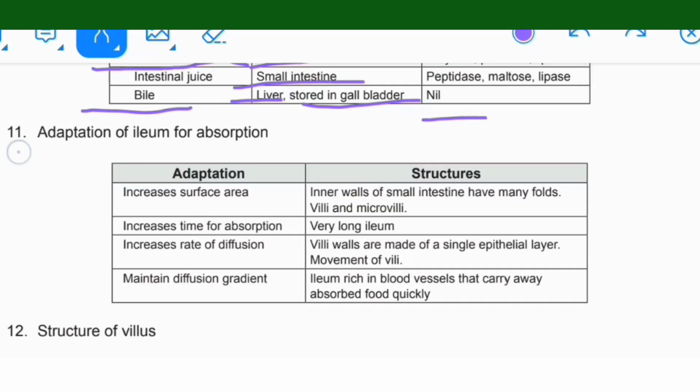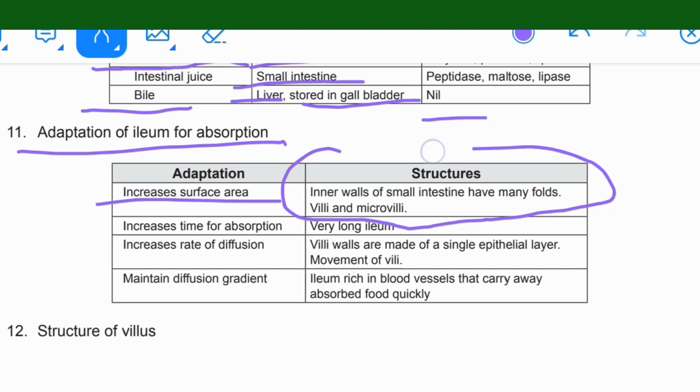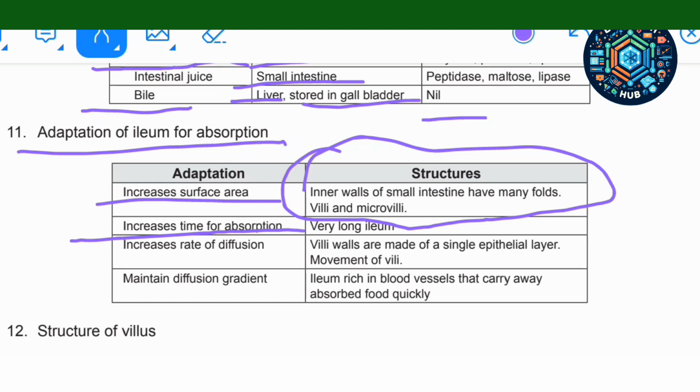Then the next one is adaptation of ileum for absorption. So ileum is the last part of the small intestine, and it has one or two adaptations that help it in absorption. So it has an increased surface area, as you can see here. The inner walls of the small intestine have many folds, and these folds are called villi or microvilli. The villi help in absorption. We're going to talk about it later. Then there's increased time for absorption. Why? Because it's a very long ileum, very, very long. The time for absorption is actually increased.